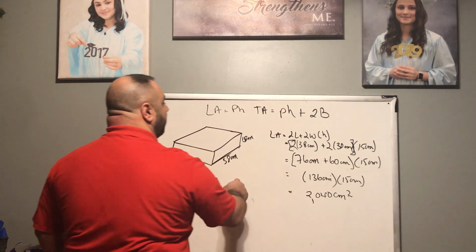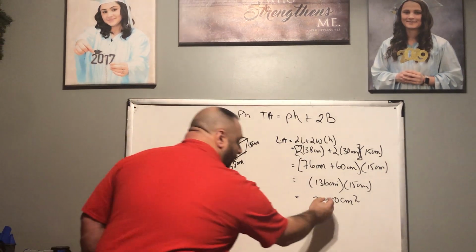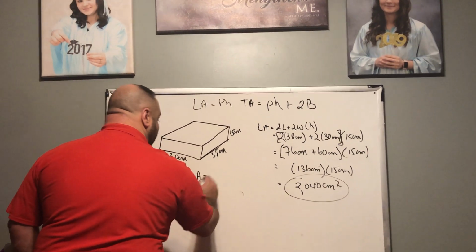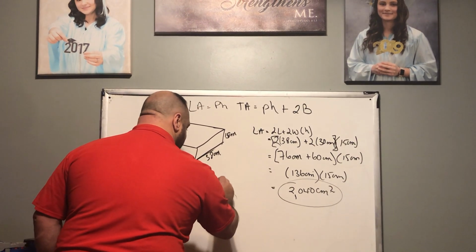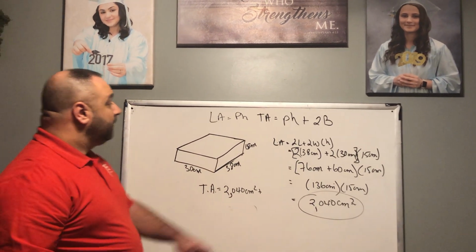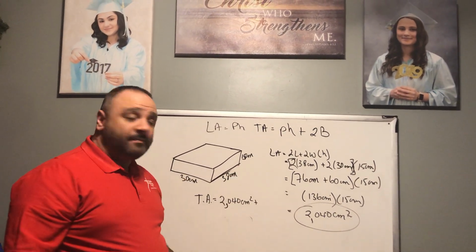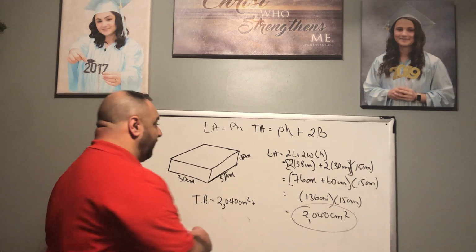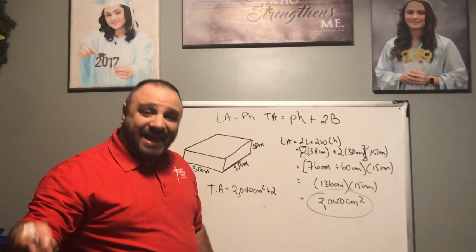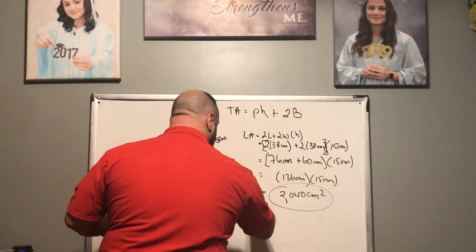So the total area would be the lateral area plus 2 times the base. We already know the lateral area, so I'm going to plug that in here. So total area equals 2,040 centimeters squared plus 2 times the base. What shape is the base? It's a rectangle. Very good. So 2 times, the formula for the area of the base would simply be the base times the height.